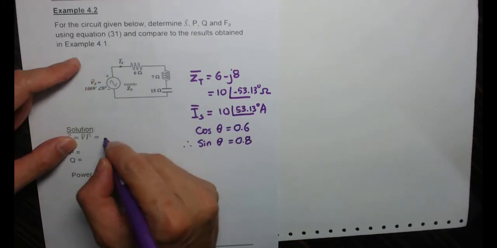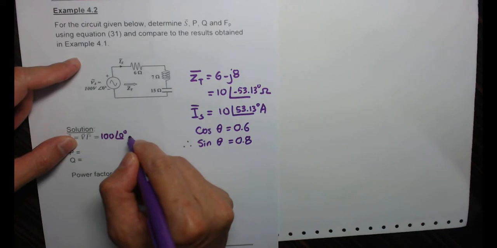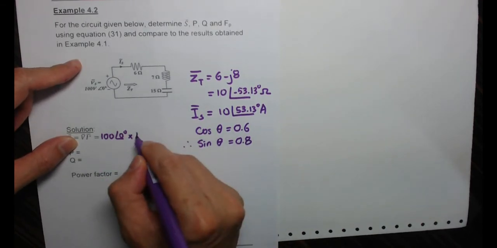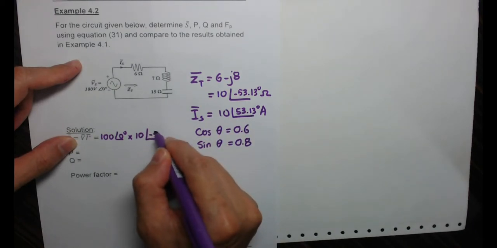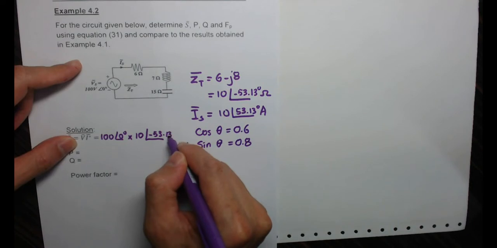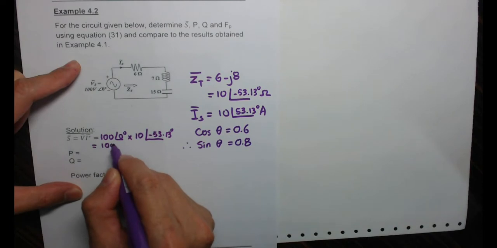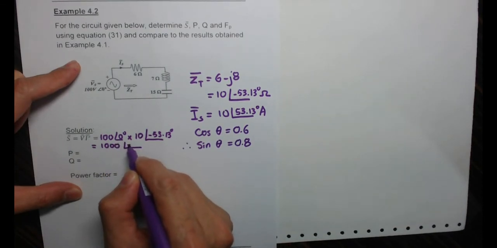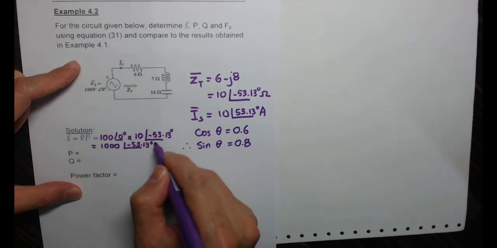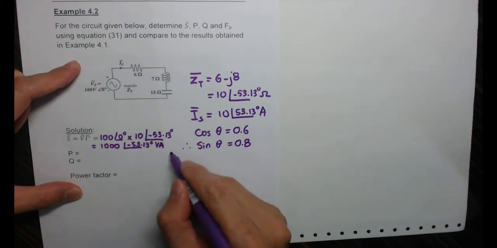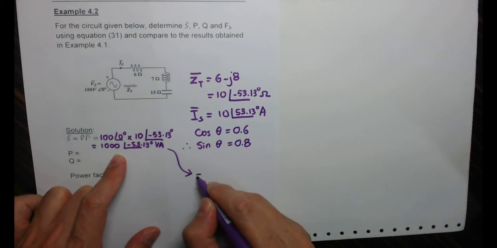So you can write this as 100 angle 0 multiplied by 10. Instead of angle 53.13, I put a minus. So that gives me 1000 angle minus 53.13 degrees volt amps. Right? Convert this to the rectangular form. We will get, okay, let's make a conversion.